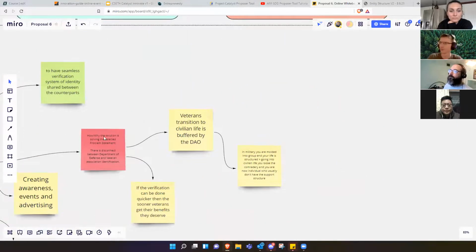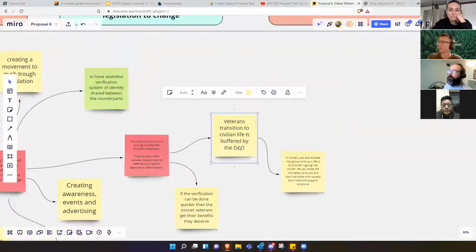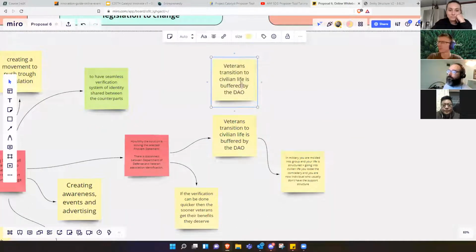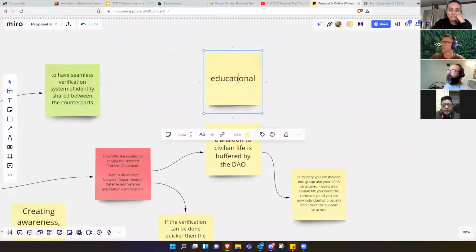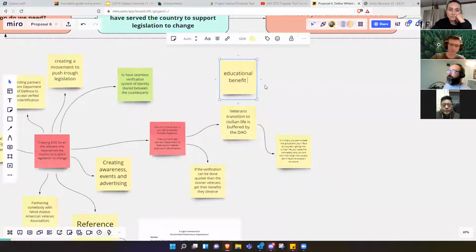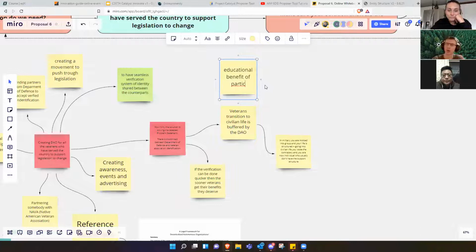Their education benefits too are kind of tied up in this whole acknowledgement of their military service as well. Because if I'm not mistaken, I think that also goes through the VA. I could be wrong. Okay, so the educational benefit of participating in a DAO, because there are already existing veterans who have experience transitioning from veteran life to civilian life. Do you mean like this?